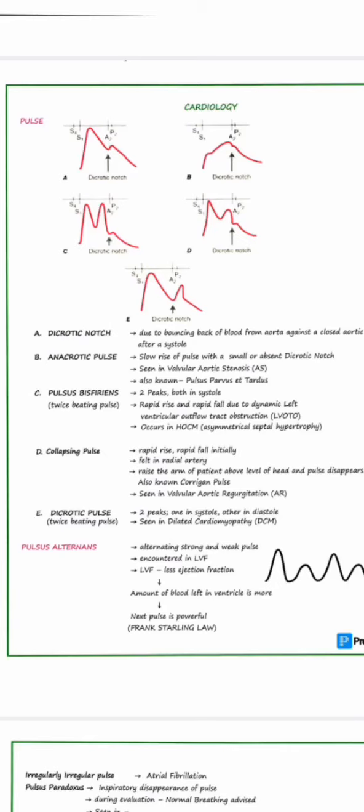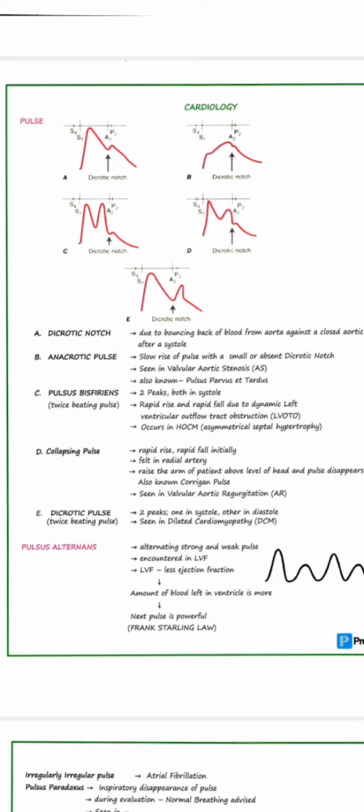Today our topic is cardiology. We're going to finish the medicine part. So we have the first pulse, which is shown here in a diagram showing the dicrotic notch, which is due to the bouncing back of the blood from the aorta against the closed aortic valve, which occurs after systole.